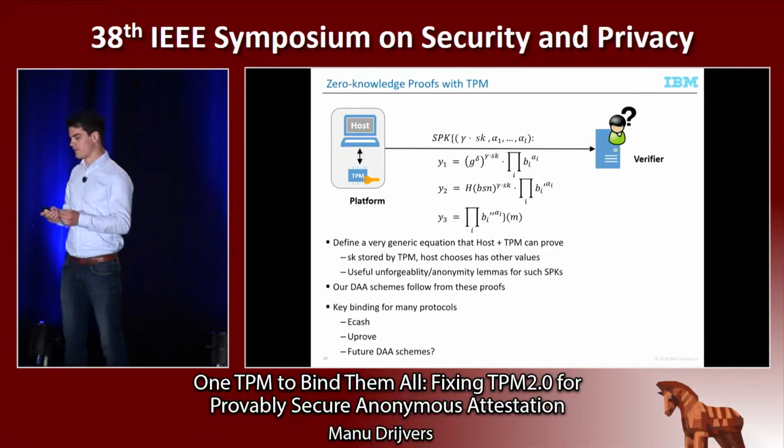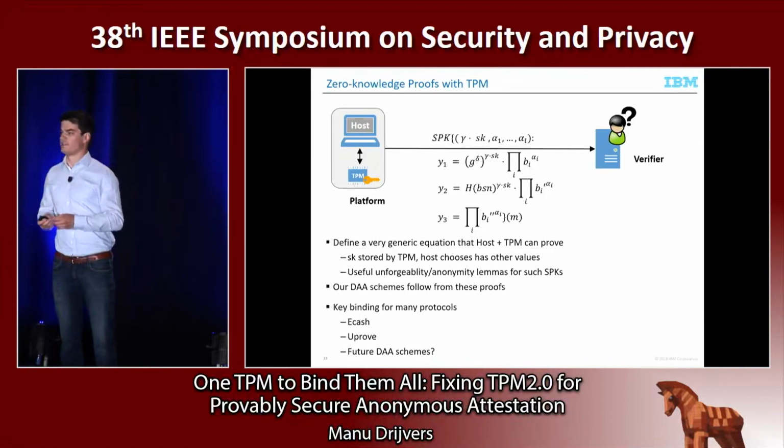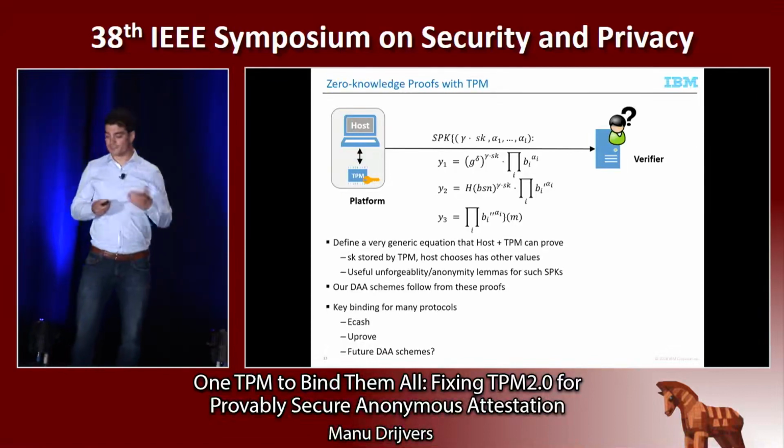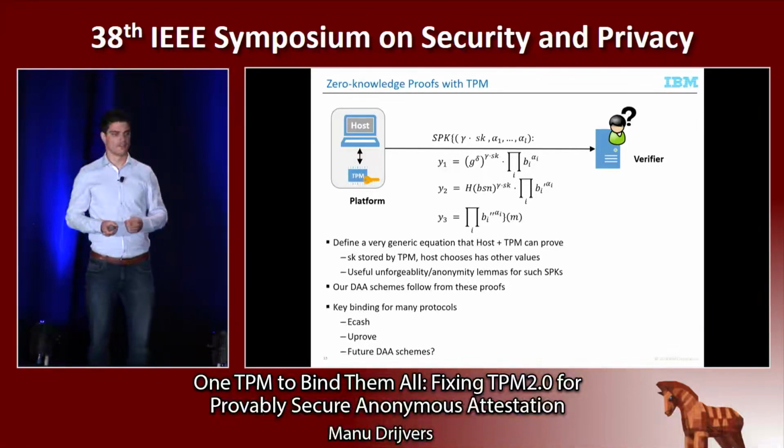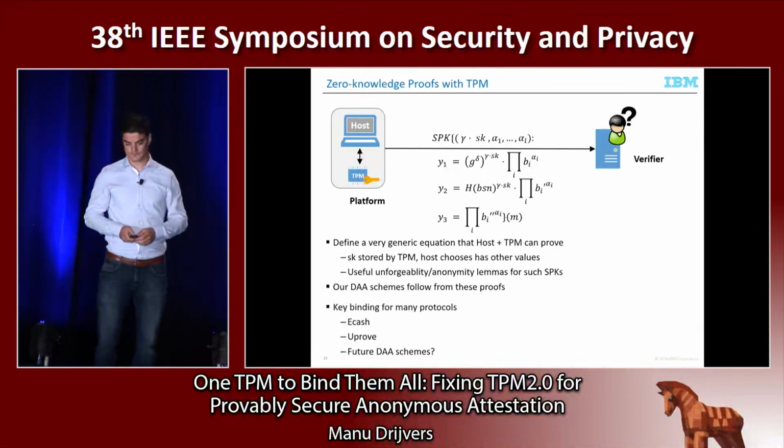So as I said, the variations are typically which credential scheme you use, and if there's a new signature that's more efficient, it might still match this equation, and then it'll be very easy to prove that you're secure with a TPM2.